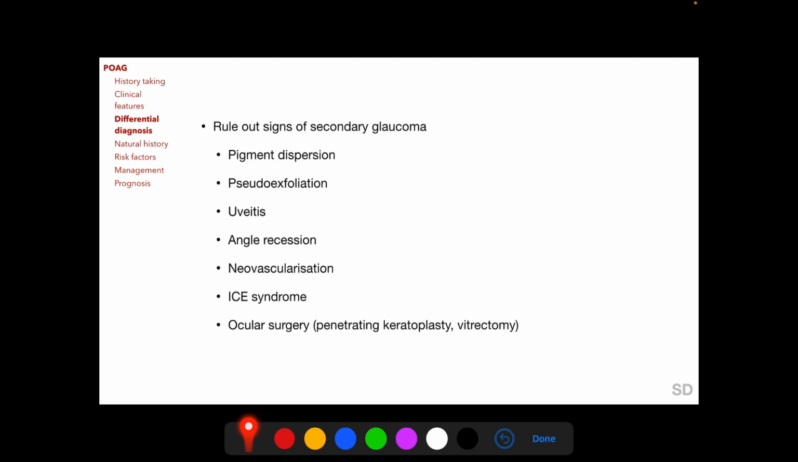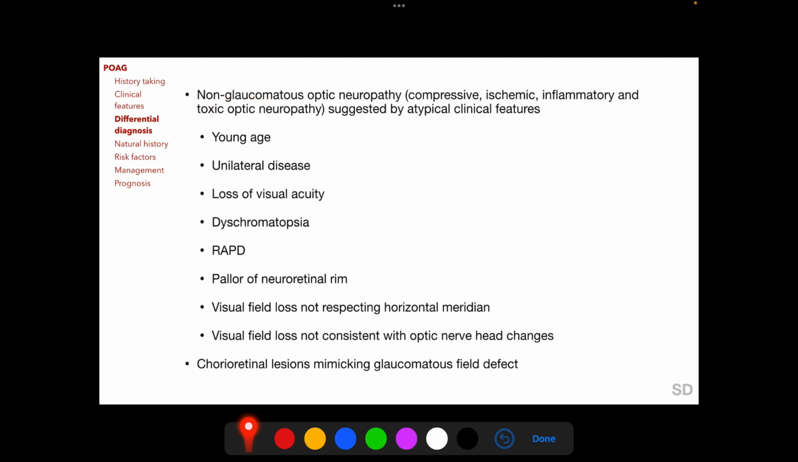In the differential diagnosis of primary open-angle glaucoma, we have secondary glaucoma, the causes of which have been listed here and which will be discussed in subsequent sessions. Non-glaucomatous optic neuropathies and chorioretinal lesions having visual field defects mimicking glaucomatous visual field defects.